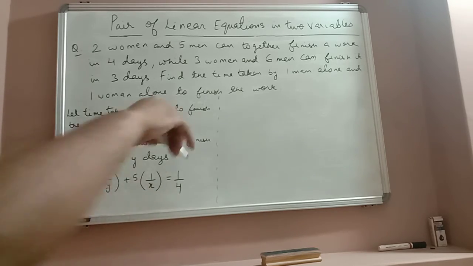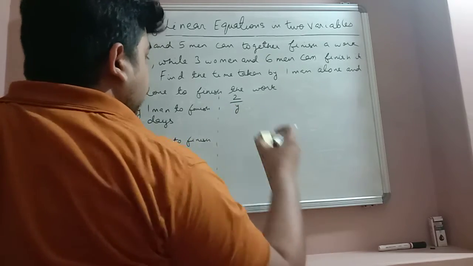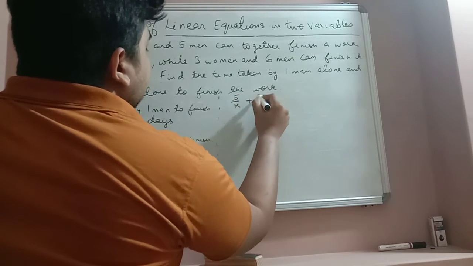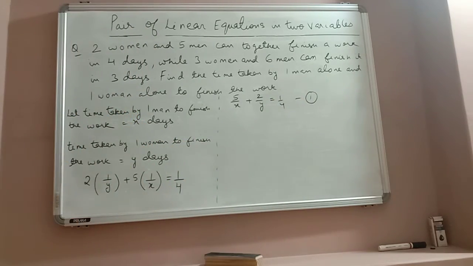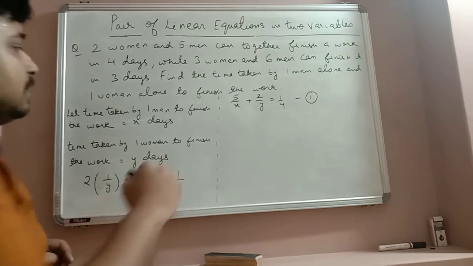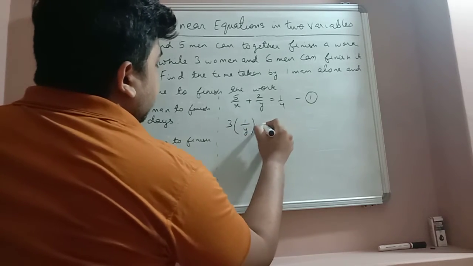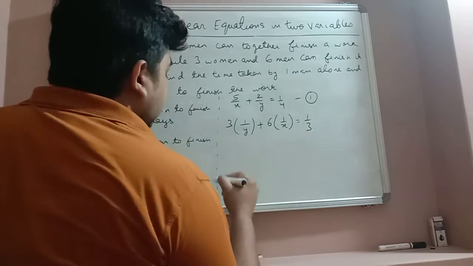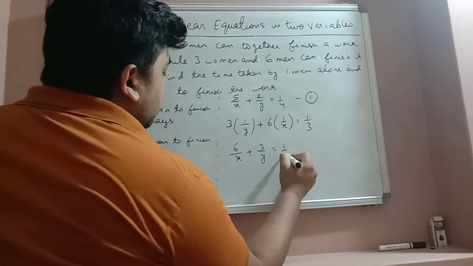Now let's write this equation in a simplified form. 5 by x plus 2 by y equals 1 by 4. This becomes our equation number 1. Now similarly we can use the other case. Other case says that 3 women and 6 men can finish it in 3 days. So 3 times one woman's work of 1 day plus 6 times one man's work of 1 day will be equal to 1 by 3. So this equation will become 6 by x plus 3 by y equals 1 by 3, equation number 2.